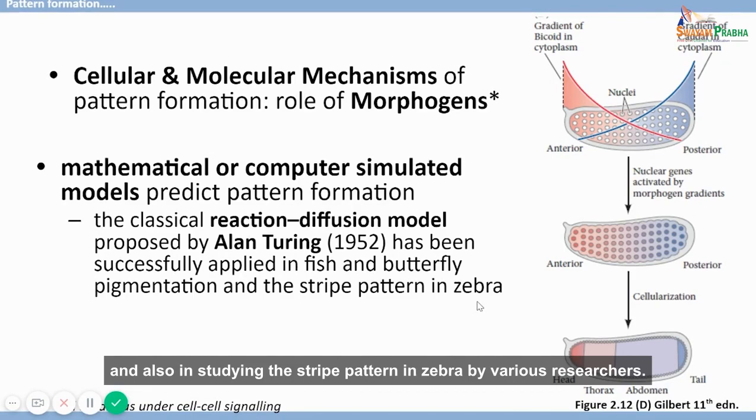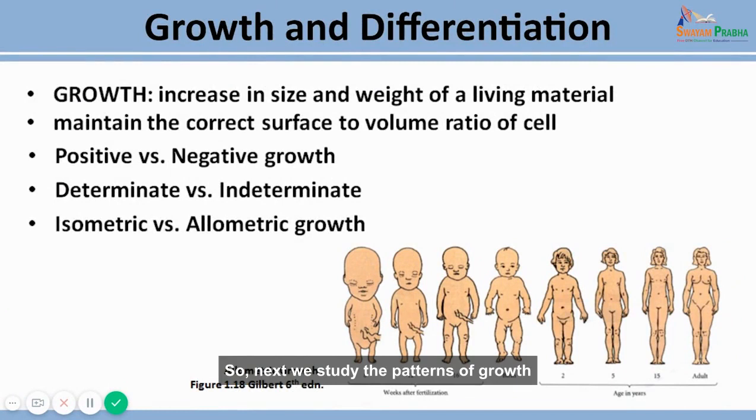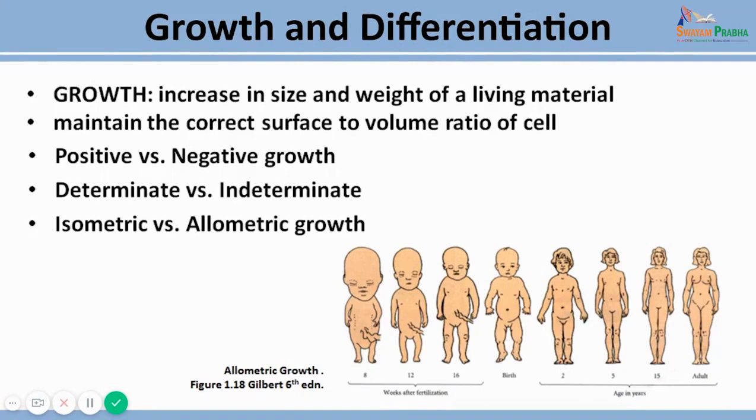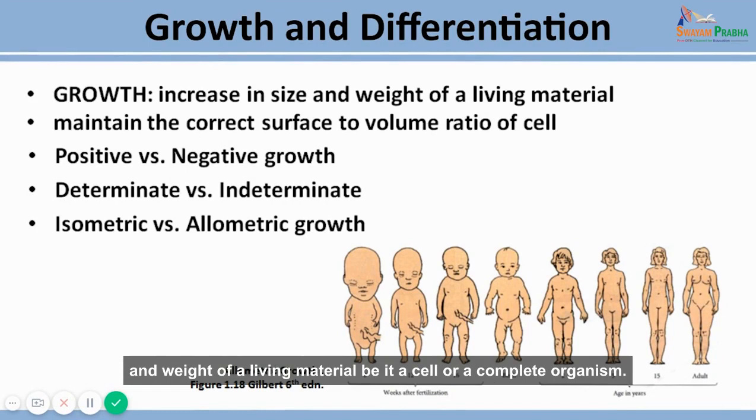So next we study the patterns of growth and differentiation during development. Students, growth is a basic phenomenon of development in all organisms. Growth is defined as an increase in size and weight of a living material, be it a cell or a complete organism. Basically, growth by cell multiplication becomes essential after a certain period of cell growth so as to maintain the correct surface to volume ratio in the cell.